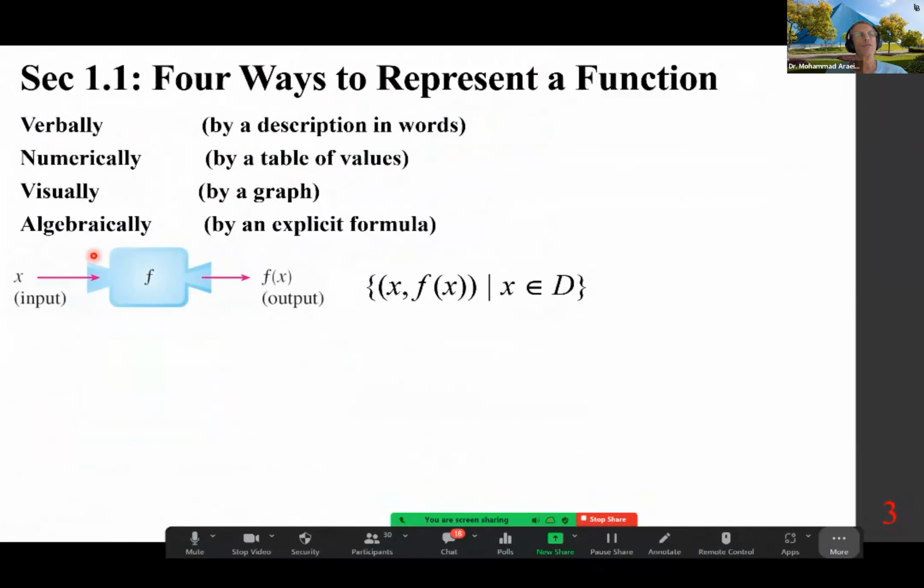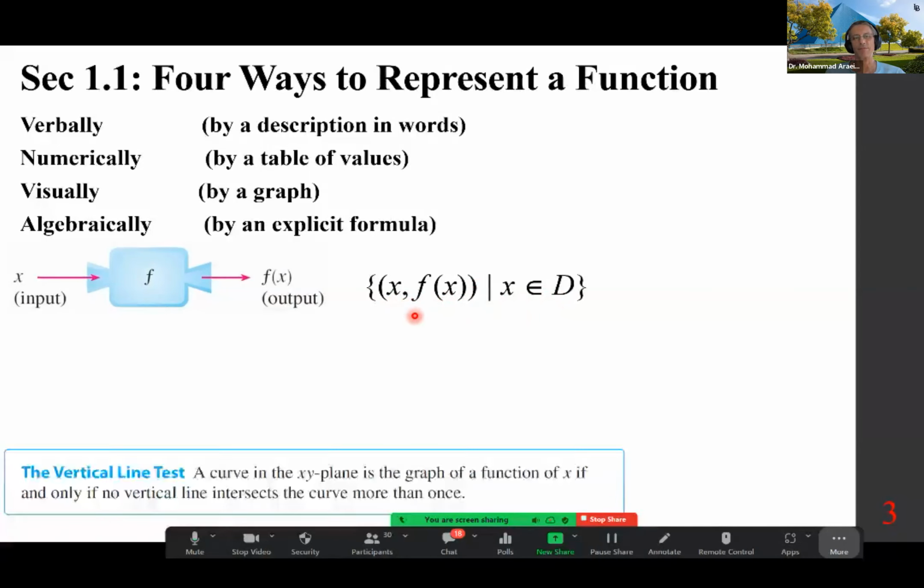So here's the function machine. Here's the input x. Here's the output y or f of x. And here's the domain and the pair x, comma f of x, such that x belongs to D, meaning the domain of the function. This represents infinitely many pairs.